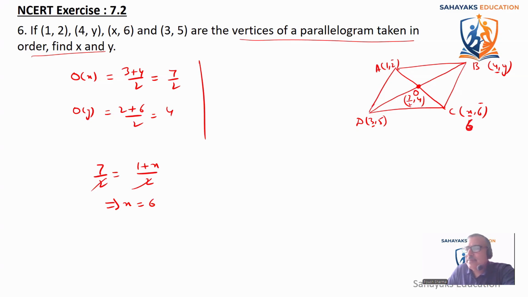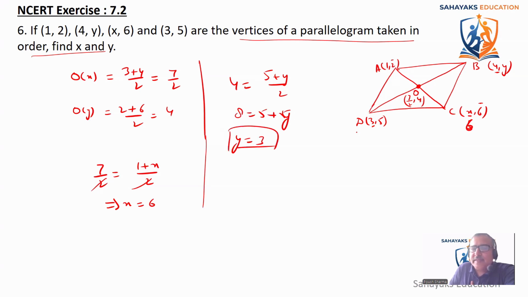Now we have to find y here. For finding y, we'll say the value of 4 is equal to, from the value of O, considering 4 as the midpoint of D and B. So 4 is equal to 5 plus y divided by 2. Cross multiply, it becomes 8 is equal to 5 plus y, so y comes out to be 3. So the y here is 3.